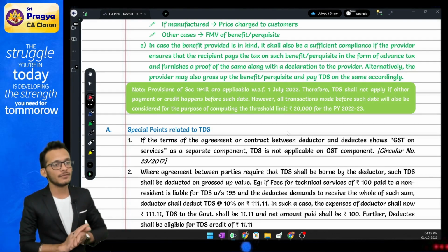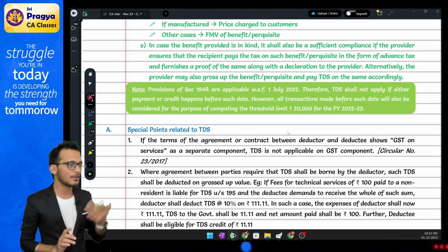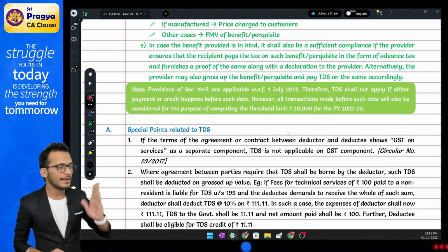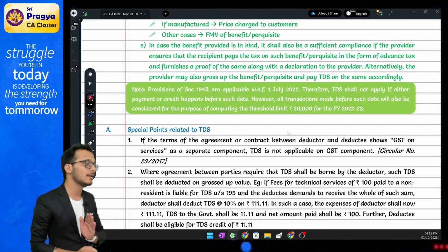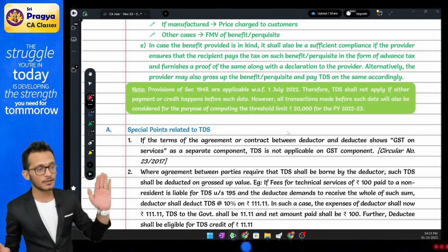Any benefit which you give after 1st July, you will check for the limit also, and you will check for the TDS also. Just be careful about this part of the adjustment. Yes? Great. This marks the end of what is called your TDS.